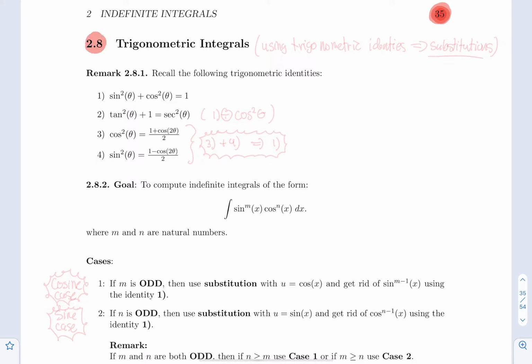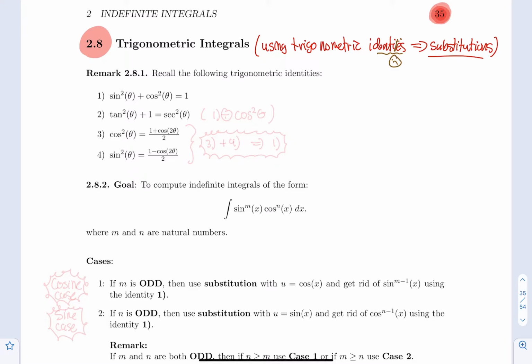So trigonometric integrals is basically the following thing. It's all about how to use trigonometric identities in order to use substitution. So trig integrals are really just using trigonometric identities in order to do substitutions. Okay, so really the true technique here is substitution, but we need the help of our favorite trigonometric identities.